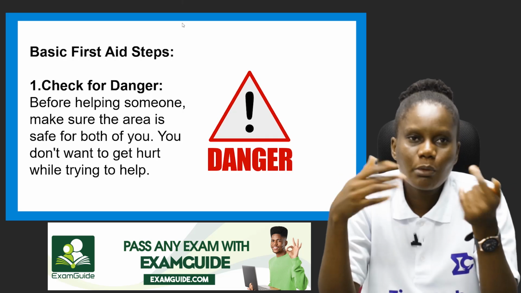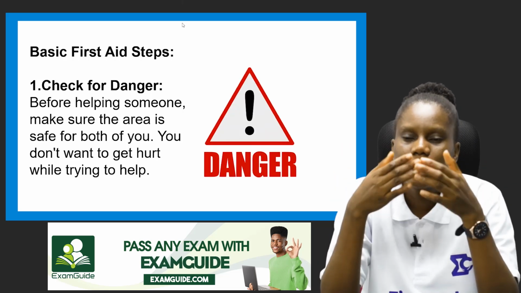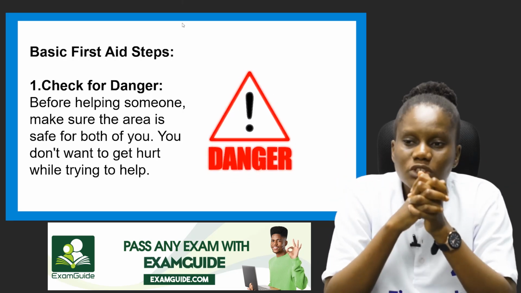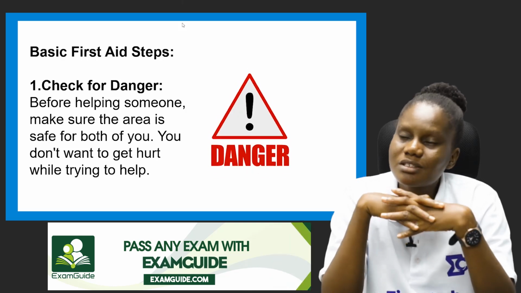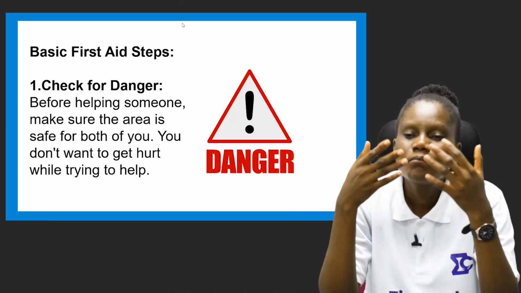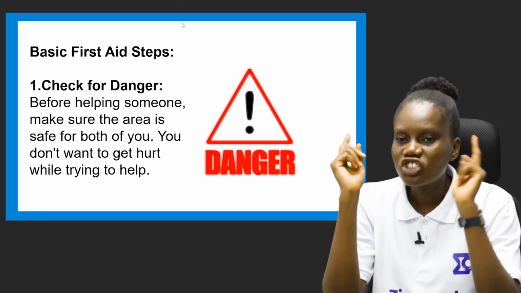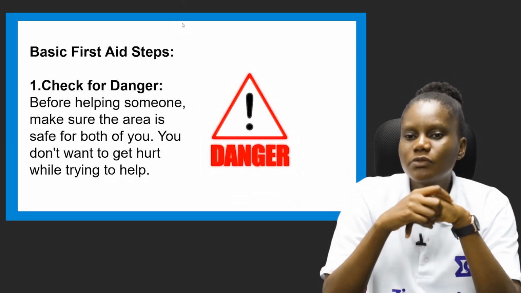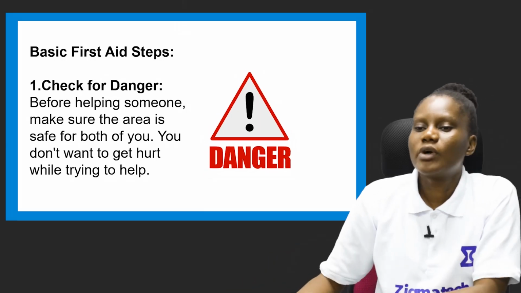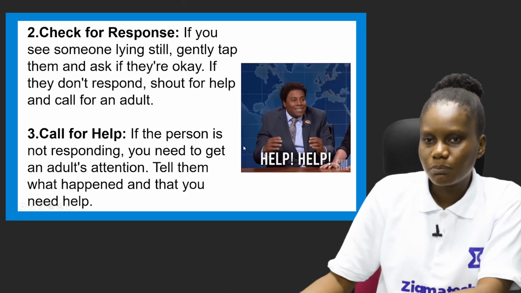Or for example, maybe even out of the school, there's a head-on collision. You should be sure that the environment is safe first before you try to render help. Number one thing is to check for danger before you try to offer help to the victim.